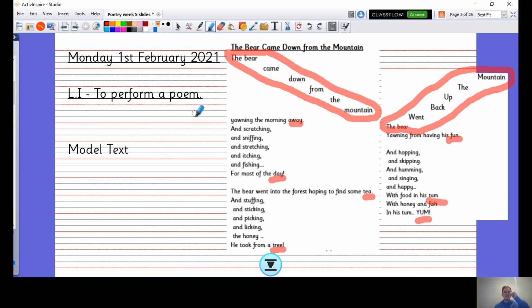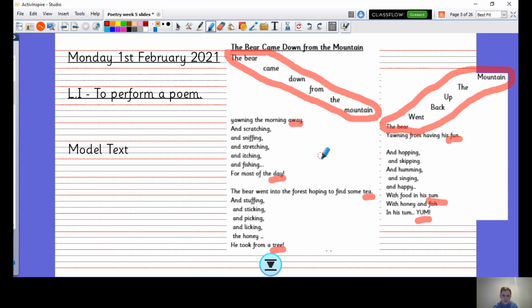Excellent. So you could have coming down from the mountain. Okay, yawning the morning away. Show me how you're going to yawn. Ooh, yeah, indeed. Oh, I've just spotted yawning and morning. They rhyme as well, don't they? Yawning the morning. Okay, excellent. Yawning the morning away. And scratching.